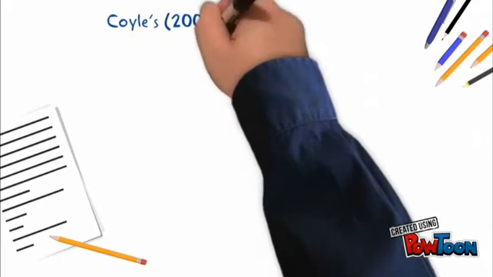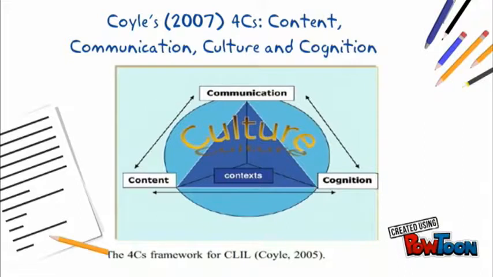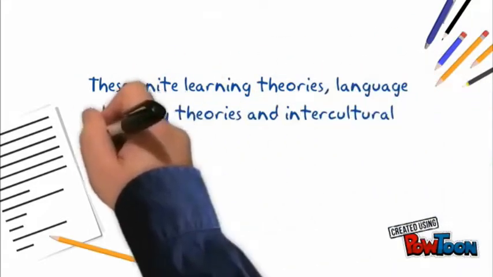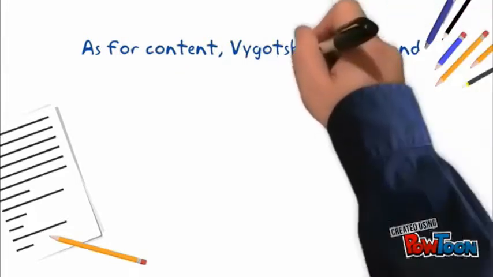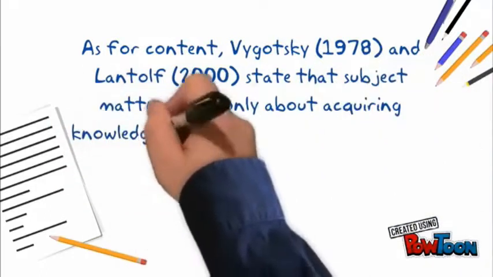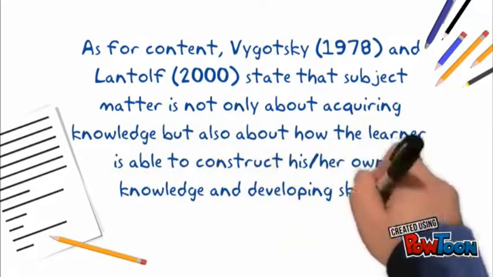CLIL's 4Cs: Content, Communication, Culture, and Cognition. These unite learning theories, language learning theories and intercultural understanding, key elements in the learning process. As for content, Vygotsky 1978 and Lantolf 2000 state that subject matter is not only about acquiring knowledge but also about how the learner is able to construct his/her own knowledge and develop skills.